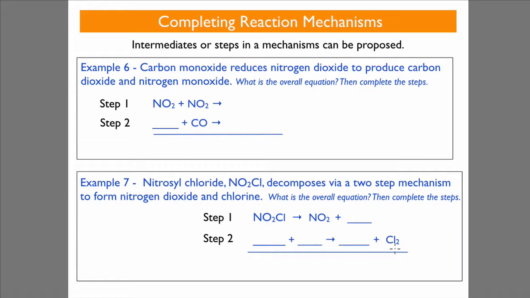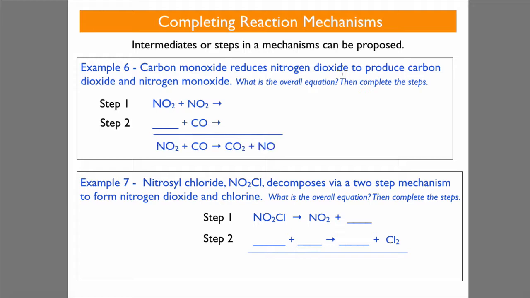Intermediates or steps in a mechanism can be proposed. Let's have a look at this. Example 6. Carbon monoxide reduces nitrogen dioxide to produce carbon dioxide and nitrogen monoxide. So what is the overall equation, first of all, and then complete the steps. And this is the right way to do it. First of all, write out the overall equation from the information given in the question. So we've got carbon monoxide reducing nitrogen dioxide to give carbon dioxide and nitrogen monoxide.